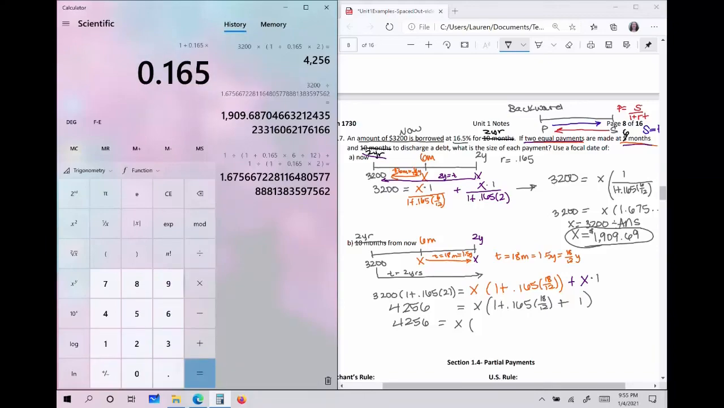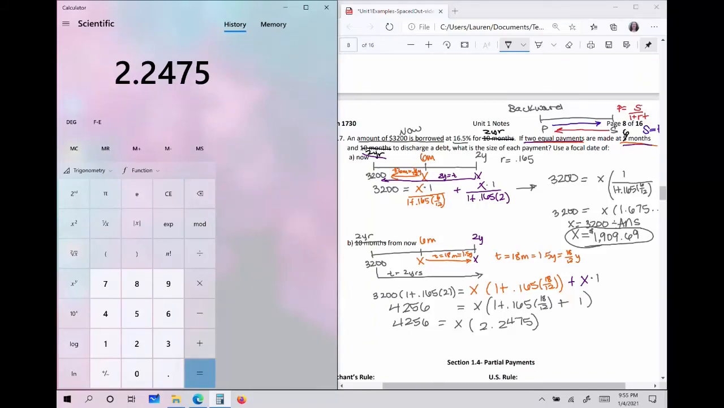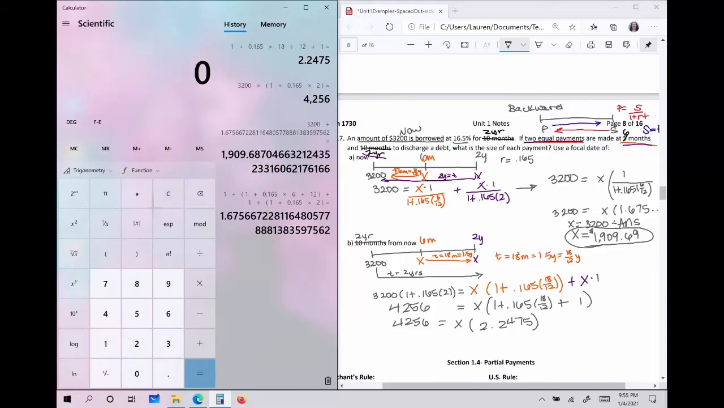So we get 1 plus 0.0165 times 18 divided by 12. Plus another 1, so our coefficient here is 2.2475. And again, I'm going to put that in my memory to store it. So just checking my memory here. Yep, that's the value I want. So I'm going to clear that out and put in our answer.